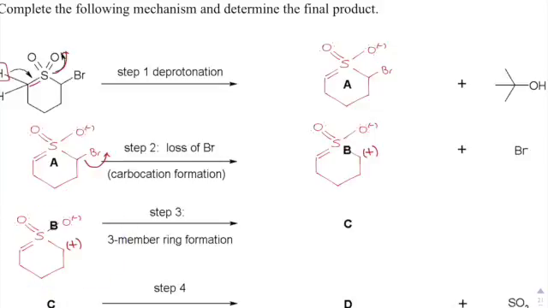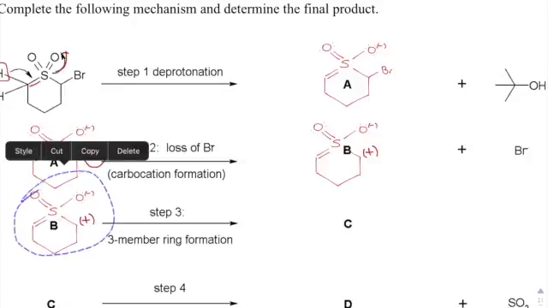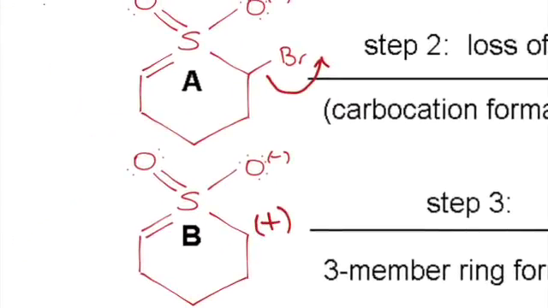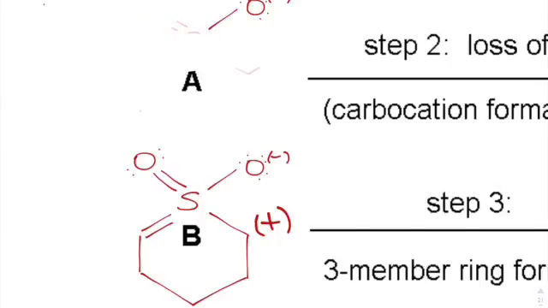All right. And so now our step 3, 3-member ring formation. Now, this is where it gets a little tricky. I should say very tricky. And the reason is you need to form a 3-membered ring out of this structure without adding or taking away anything.